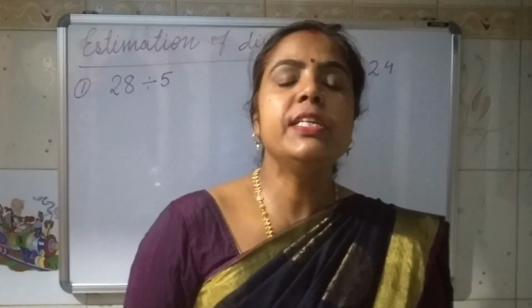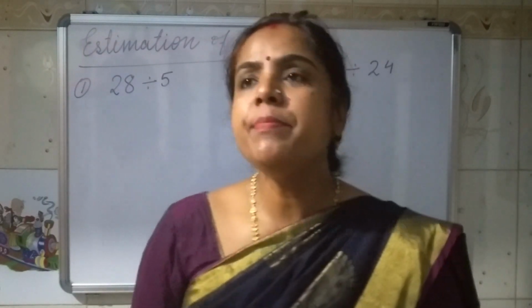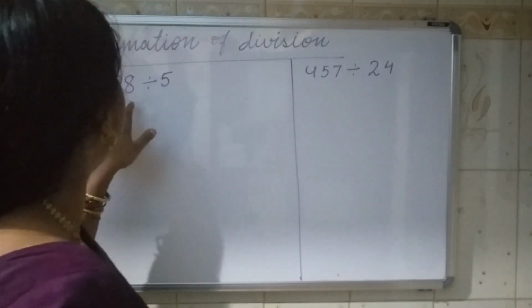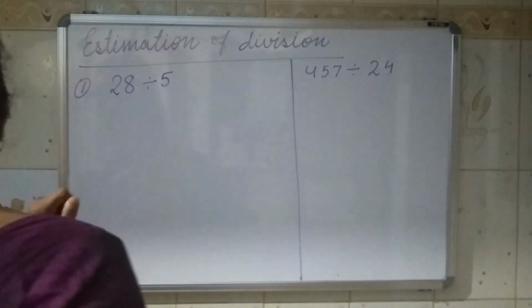Now we are switching to estimation. Estimation means when we have to find the nearby value, then in that case how we will divide it. Okay. Now 28 divided by 5.